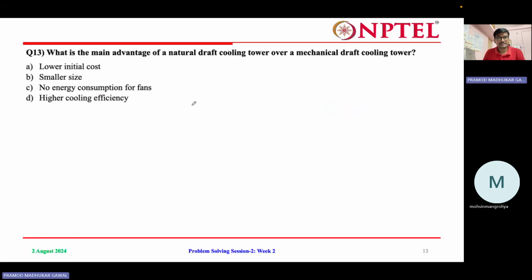What is the main advantage of natural draft cooling towers over the mechanical draft cooling towers? It's a simple question. You may answer this one. Answer option C: no energy consumption for fans. Right.